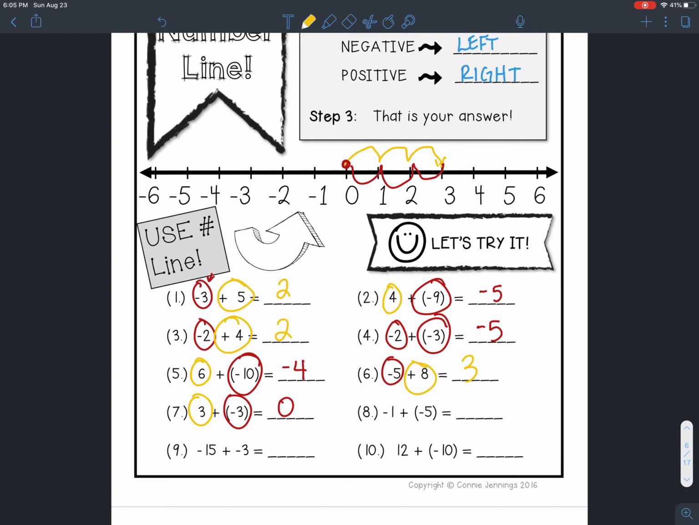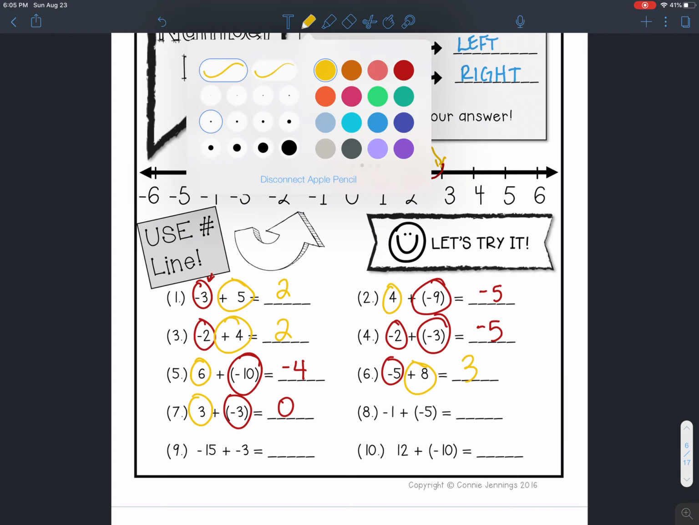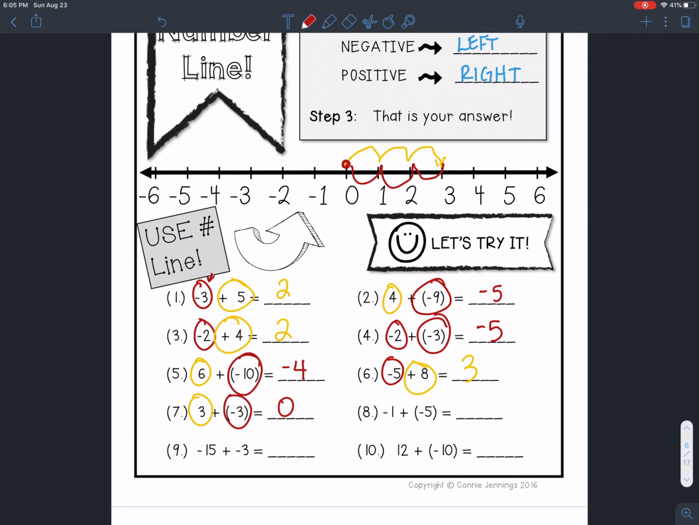And I'm just trying to keep my notes consistent. Again, you don't have to do all these drawing pieces. Those are just helping me, and they're here for you.